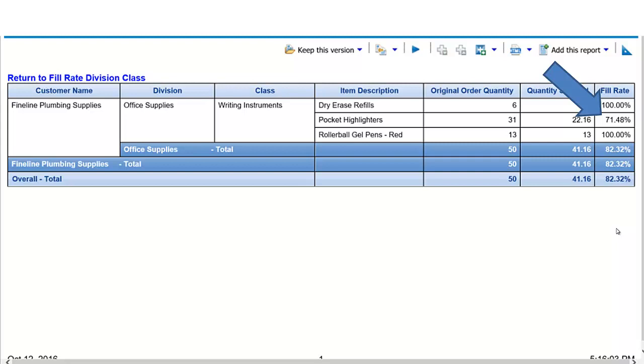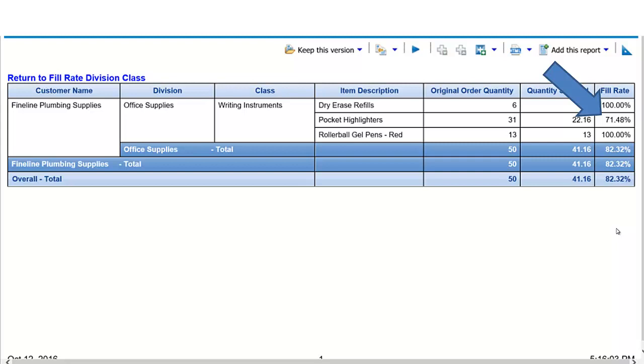Okay, so what would you do about this? Well, if pocket highlighters is an important item and this is an important customer, maybe you would raise your safety stock level so that your safety stock level could buffer any spikes in demand that might happen throughout the month, so that you can raise the fill rate. So you can look at this kind of stuff, and maybe this is a really good customer and you want to do that, or maybe it's a low level customer and you don't necessarily want to do that.